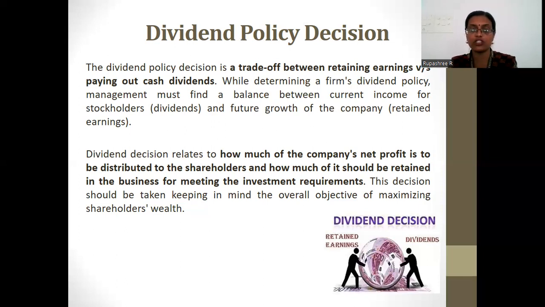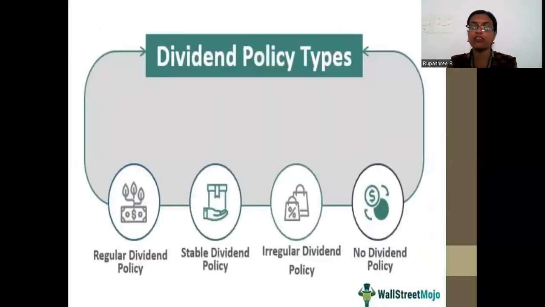Now, as we have understood the basic outline of what dividend policy means, moving on, we will understand the types of dividend policies that an organization normally follows. According to financial management, there are four types of dividend policy that an organization can have. One is called regular dividend policy. Secondly, we have stable dividend policy. Thirdly, we have irregular dividend policy. And lastly, we have no dividend policy. Now, let us together see what all these types of dividend policies mean.